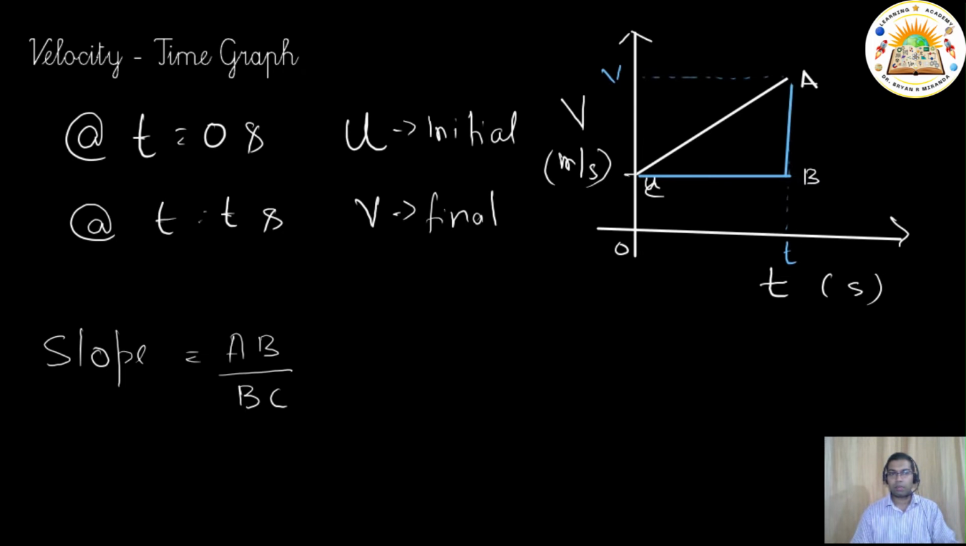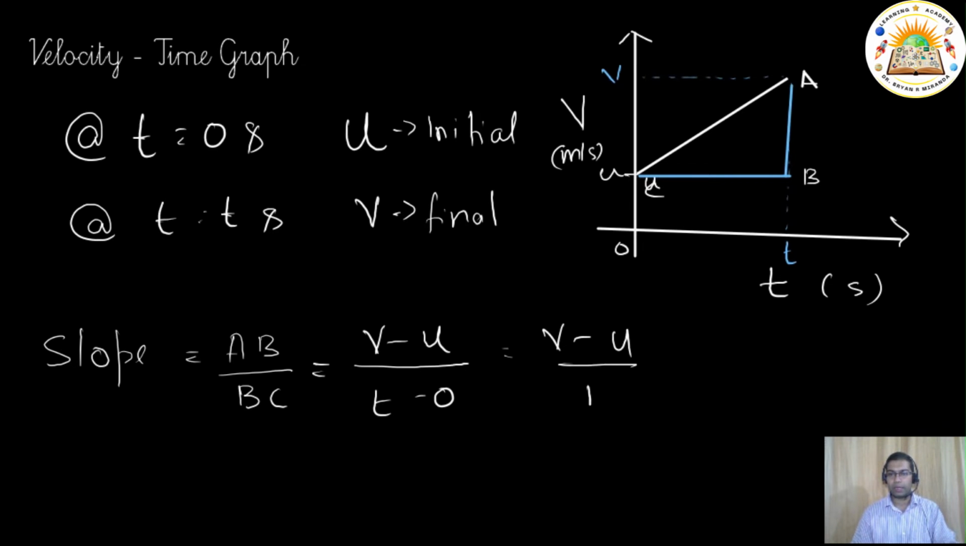So I have my initial velocity U that is there here, 0 meter per second. Now if I look at AB, AB is nothing but V minus U, final minus initial velocity, divided by BC is nothing but T minus 0, which we get as V minus U by T, or this can be written as delta V by T, which is nothing but acceleration. So from this graph, we can determine what is the acceleration by looking at the rate of change of velocity with respect to time.